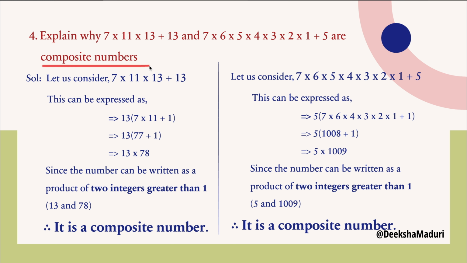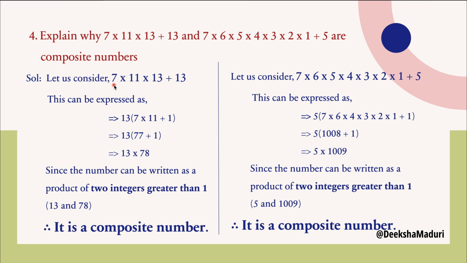Firstly, what is a composite number? The number which is not a prime number. What is a prime number? It should have only two factors, that is, no other number can divide it. That means the factors of that number should be 1 and itself. That's it. No other number should divide the number evenly.